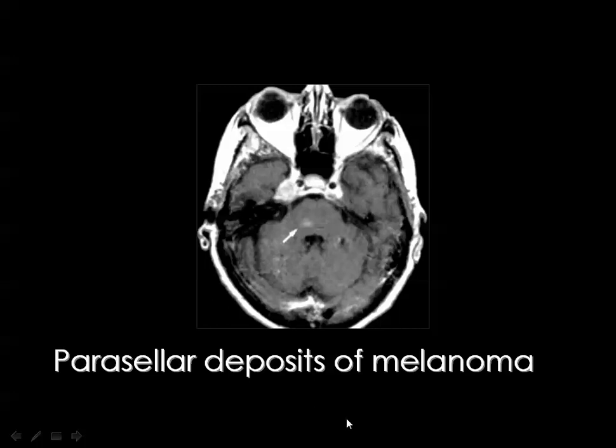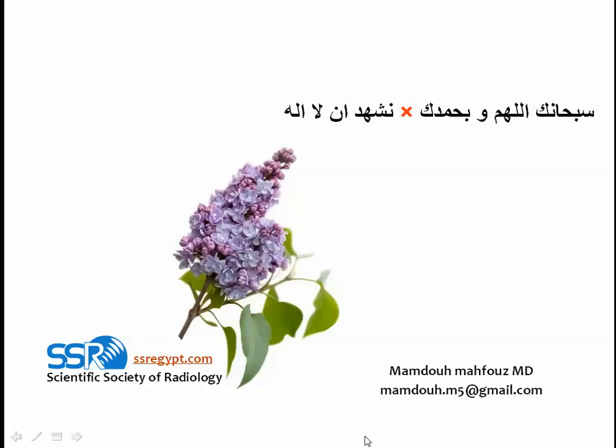Then metastasis, as I have said, can occur in the sella, in the suprasellar, and in the parasellar area, and you need the known history of a primary malignancy for the diagnosis of metastasis. In this example, you see a mass in the region of the right cavernous sinus, or in the parasellar area on the right side, and also you can see faintly enhancing lesions in the cerebellum. In a patient with melanoma, these will represent metastatic deposits.